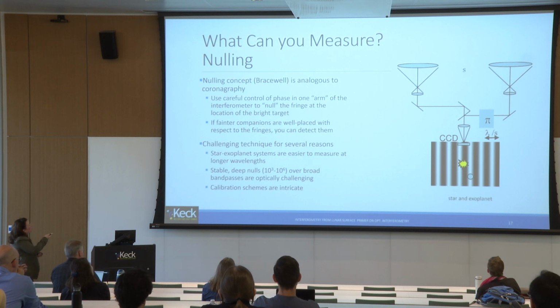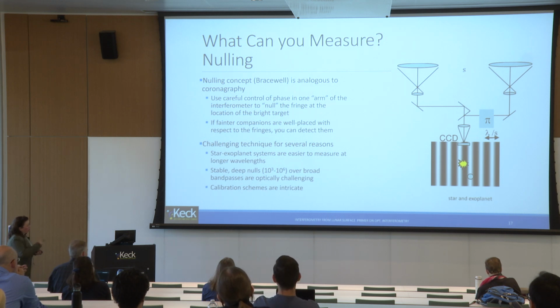So what you want to do is very carefully control the phase in one arm. You add a pi phase shift so that you put the bright thing in the dark part of the fringe at that 0 OPD, and then hopefully the thing that you're looking for is in the bright part of the fringe and you can pick it out. But it depends on well-placed companions and getting the geometry right for the wavelengths and the baseline separations. So it's challenging for a bunch of different reasons.